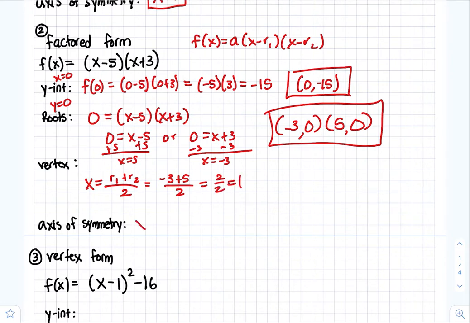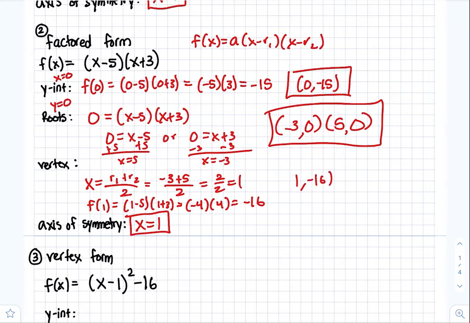So remember, your axis of symmetry is the x value of your vertex. Now, since we found our x value of the vertex, you have to find the y value by substituting your x value of 1 into the original equation. So f of 1 equals 1 minus 5 times 1 plus 3, which is negative 4 times 4, which is negative 16. So our vertex is 1 comma negative 16.